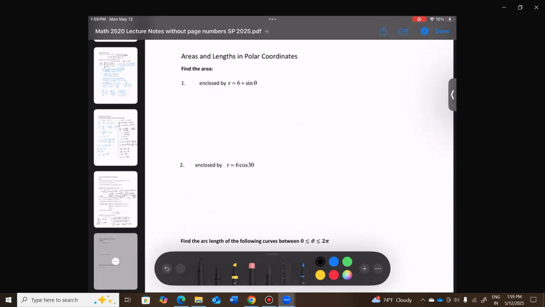Alright, so again, if we want to find the area, it is the integral from a to b of 1/2 r squared d theta. So we're doing the integral of r equals 6 plus sine theta, from 0 to 2 pi. And so we'll have 1/2 times (6 plus sine theta) squared d theta.